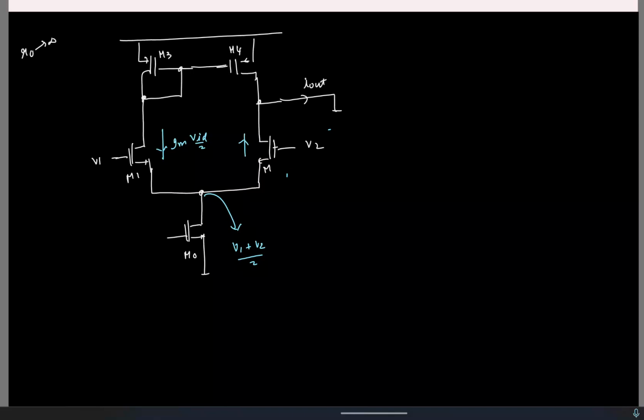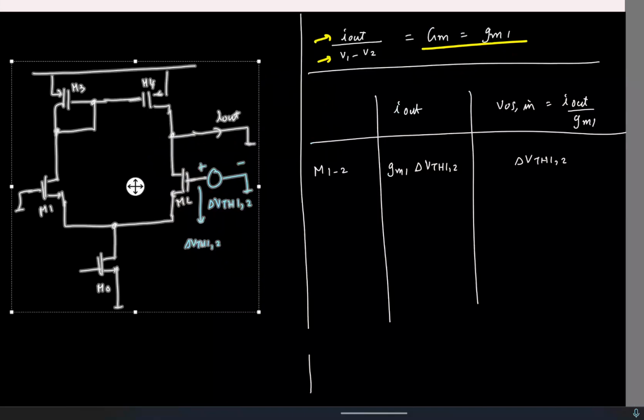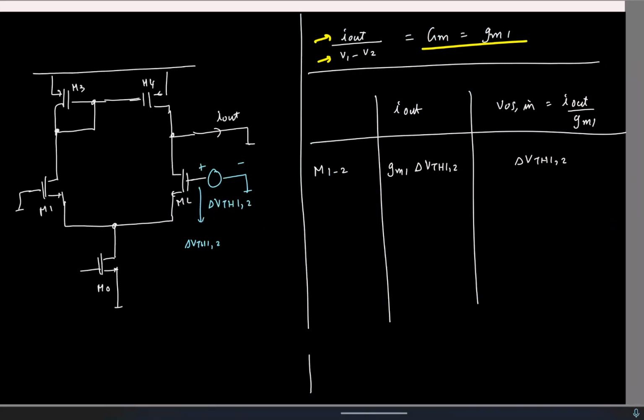That is the same. So now this current will also get mirrored here, right? So GM1 VID by 2. This also GM1 VID by 2. So the output current will be GM1 times VID. Right? Okay. Is that fine? Okay. So if this is done, let's move on to the mismatch due to M3, M4.